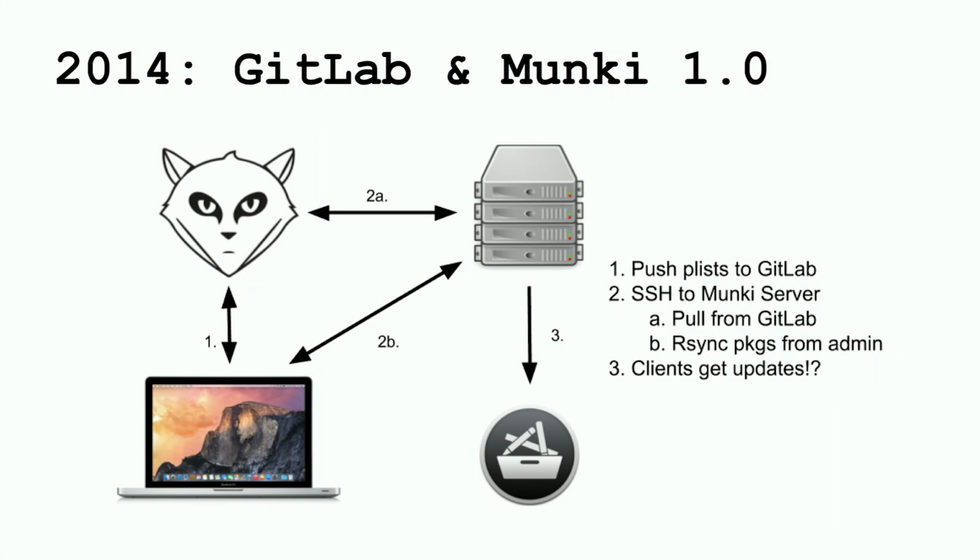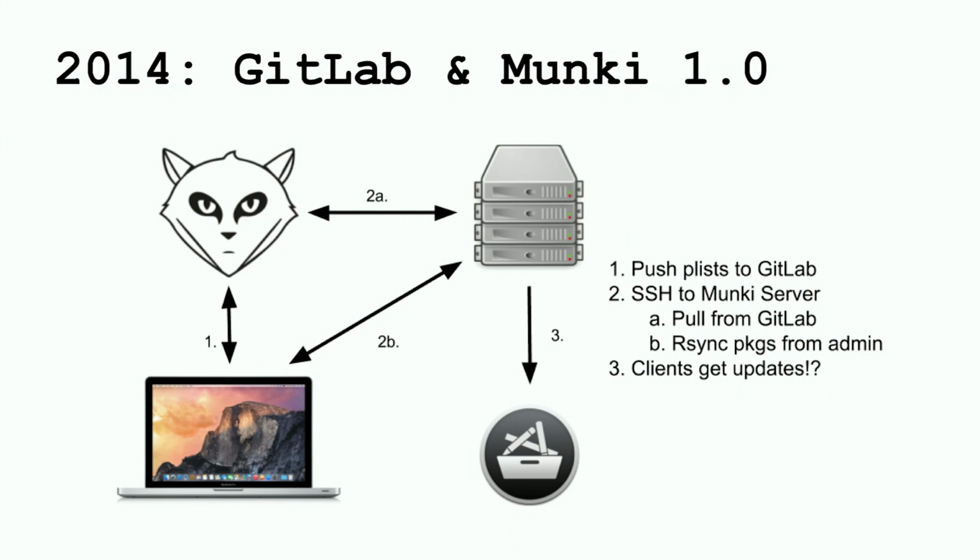So that's me. That's GitLab. That's our Munki server. That's the client. When I made changes, I'd push to GitLab. But I'd only push the plists: your manifests, your catalogs, and I was doing catalogs, so I wasn't very smart then. Package info, all that stuff. So I'd push that up to GitLab.